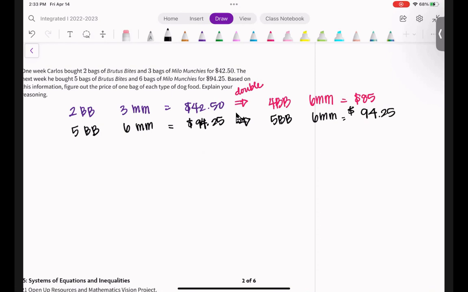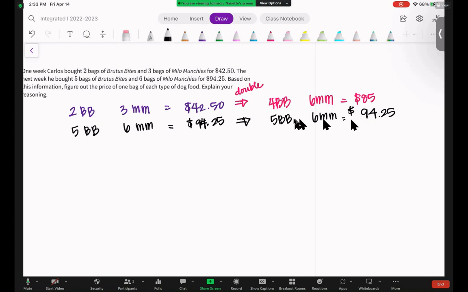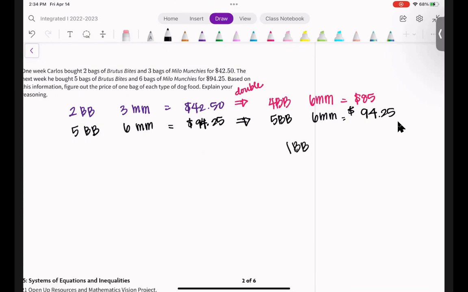No surprise here that the second week I still spent more because I bought more. Right? Oh, I bought more. More of what? What did I buy more of this week? And you're right. It's 1 bag of Brutus Bites. You bought 1 more bag of Brutus Bites. Good. So how much more did you have to spend because you bought that 1 extra bag?